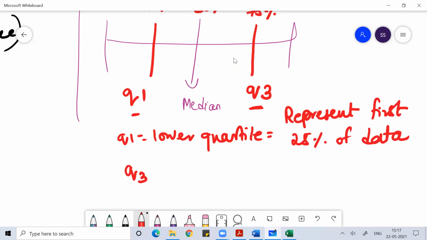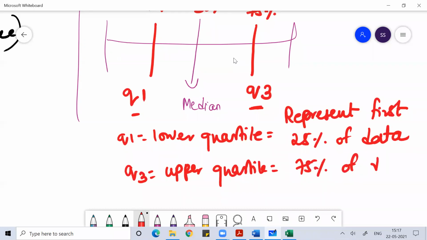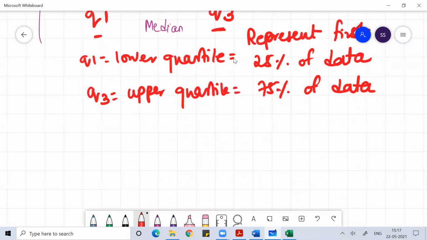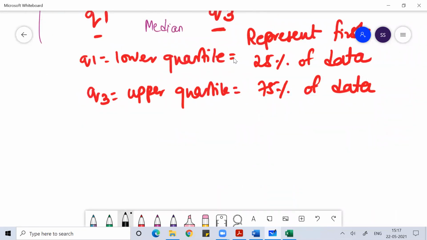Then you have quartile 3, which we call the upper quartile. It represents 75% of data. First 75% of data, that is what we call quartile 3. I hope you people are understanding. So when you divide the data by 4, we call them quartiles. I'll not go into detail of this. Just listen and keep it at the back of your mind. It is not so important for your BCA curriculum.